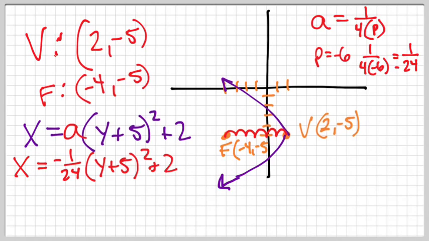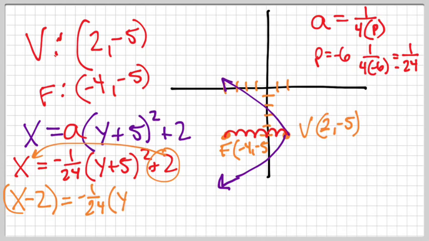But as I've said before, the positive 2 can go back with x over here, which means it could be x minus 2 equals negative 1/24 y plus 5 squared.